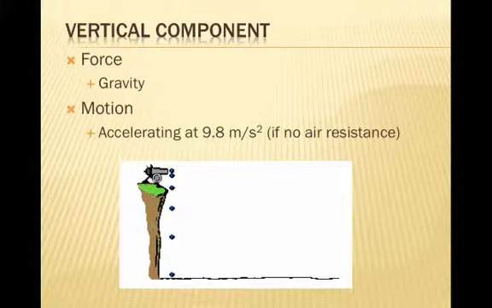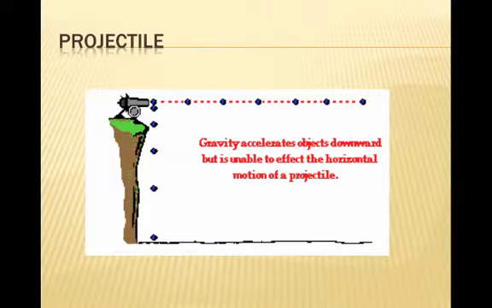Vertical component. Now the vertical component, gravity is acting, and gravity acts down. Gravity does not act side to side, so it doesn't affect horizontal motion. It only affects vertical motion because gravity acts down. That's important. Gravity causes all things, regardless of what their mass is, to fall at a rate of 9.8 meters per second squared. Again, this is if there is no air resistance, and we are going to say there's no air resistance. So as the ball is falling vertically, it is actually accelerating.